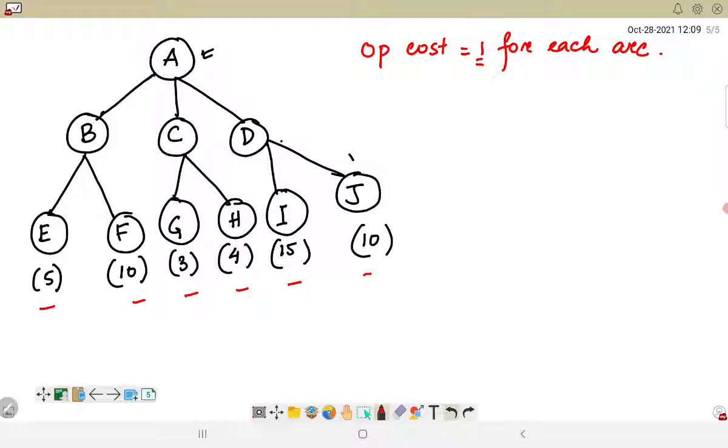Now if you look into all these values, which is the lowest? According to this, the most promising single node is G, with a successor node value of 3, right? So G has the value 3, and this looks very promising. That means A should be expanded to G. But it is a part of the most promising arc, which is GH, which has a total cost of 9.